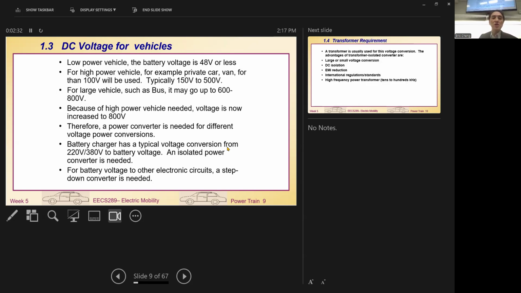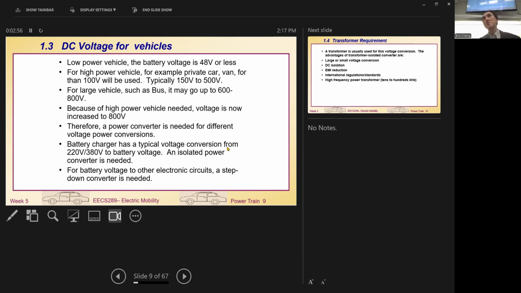Then for the DC voltage, we are talking about the powertrain. The DC voltage is a key component. We have DC power distribution for the vehicle, and the typical voltage can vary depending on your vehicle design. So in the old days, when we only had low power vehicles like the golf car or forklift, which are still electric vehicles, the voltage used was 48 volt or 36 volt, low voltage.